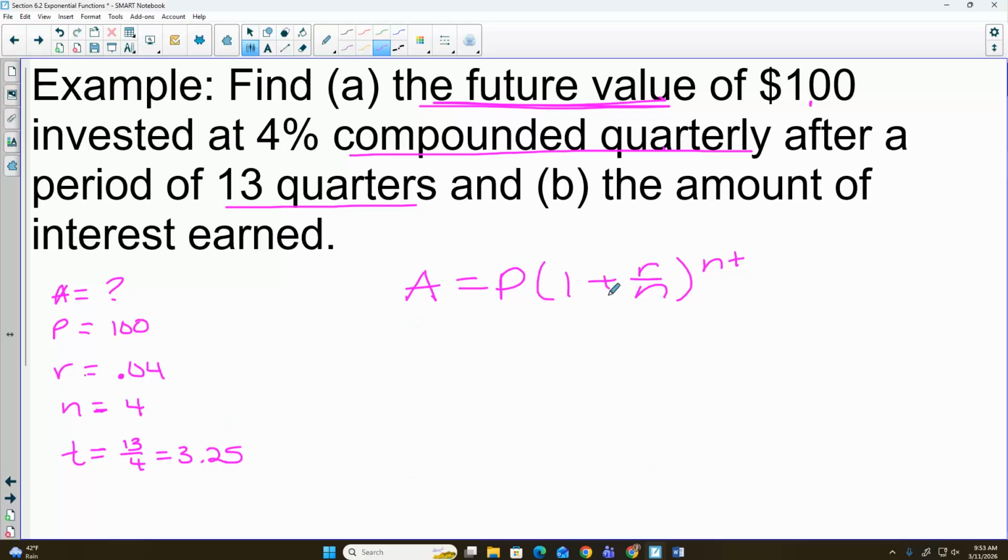All right, now we plug in. We don't know A. P is 100. R is 0.04. N is 4. The exponent is N times T, so 4 times 3.25.